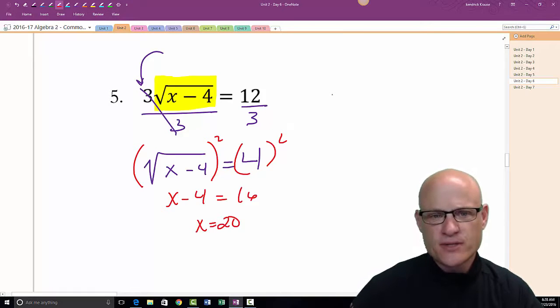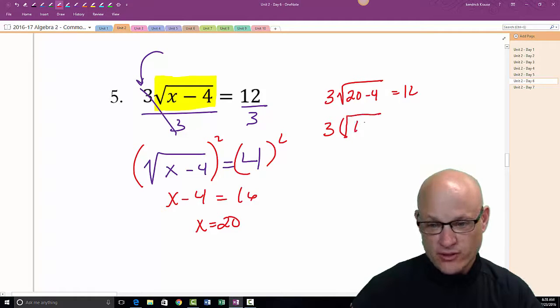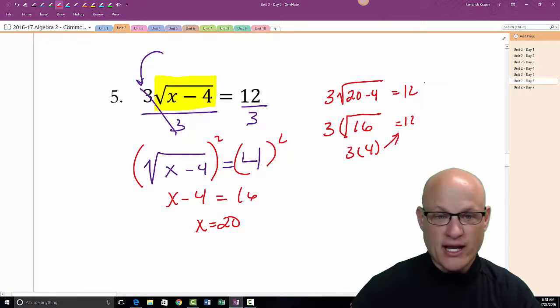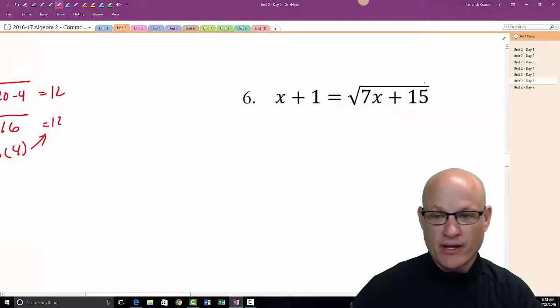Check your answer. 3 square roots. Always go back to the original problem. 20 minus 4 equals 12. This is 3 times the square root of 16 equals 12. 3 times 4. Bam! Checks. If this one's 4, I'm throwing the pen down.